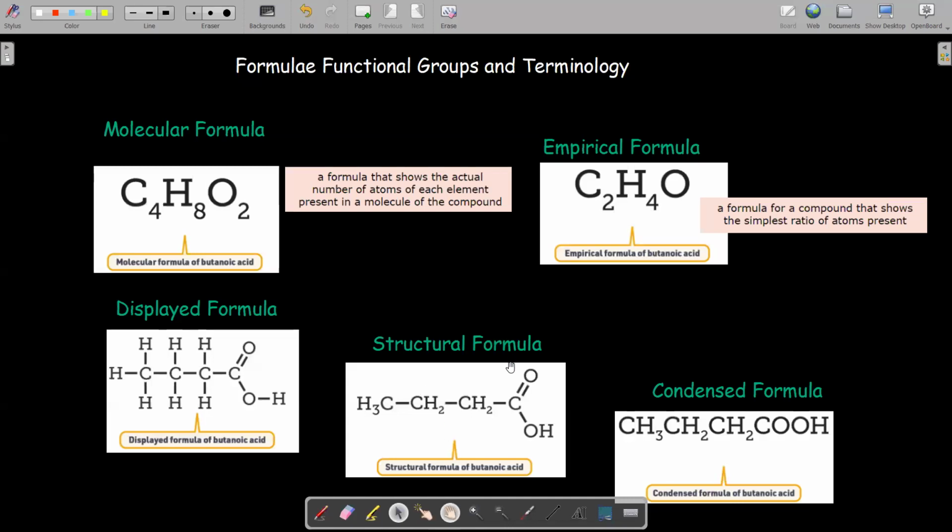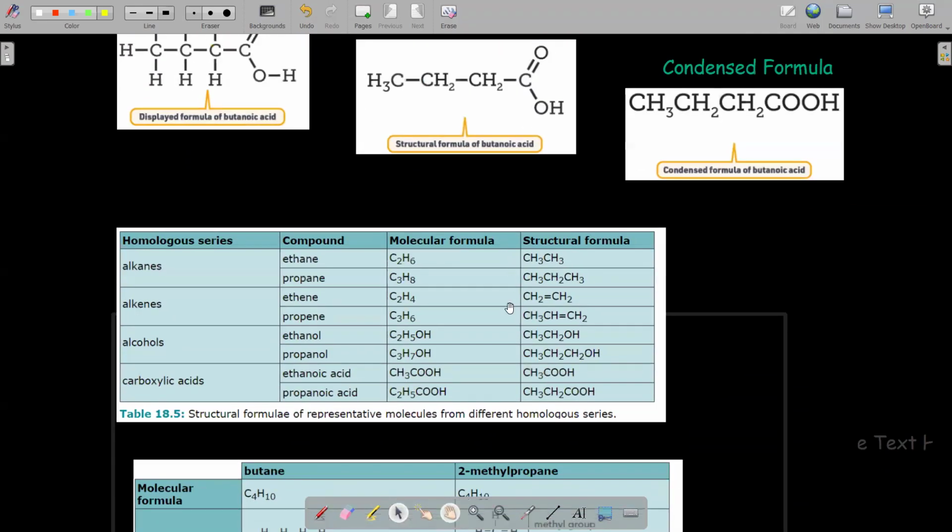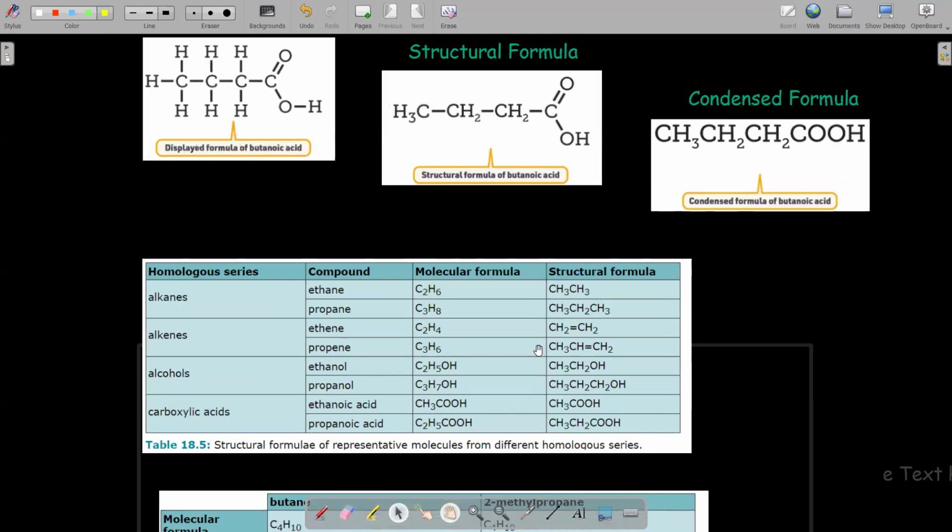So if you see here, the table shows structural formulae of some of the early members of different homologous series. Like alkanes, you have ethane, propane. So this is the molecular formula, and this is the structural formula. You will be asked to write the structural formula, so you need to know how to do it. You need to practice doing it. Alkenes, ethene, propene. So this is the molecular formula.